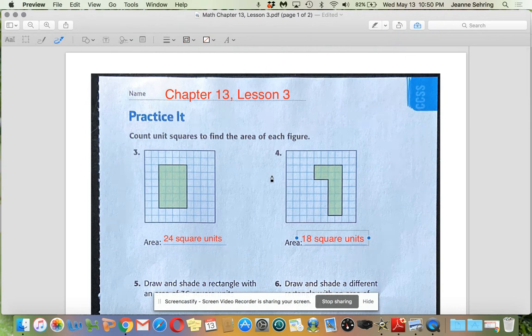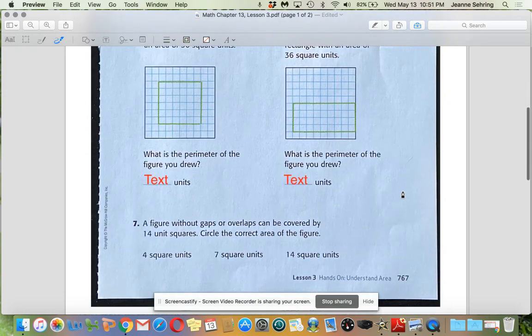Also, would anybody like to guess why the page is blue today? You can guess if you'd like. I don't have an answer. I don't know why the page is blue. It just is blue. It's kind of pretty. It's a nice soft blue, but I don't know why it's blue.